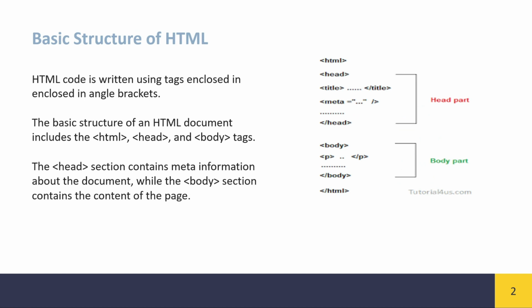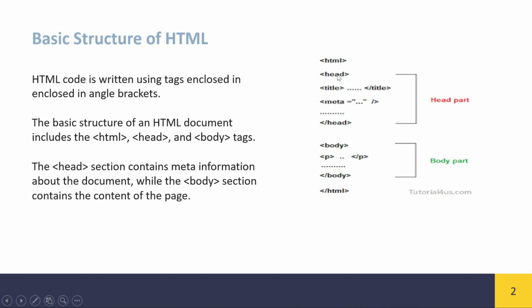And we will see the basic structure of HTML. See, this is the basic structure of HTML. First, HTML code is written using tags enclosed in angular brackets. Angular brackets means, see this, less than or greater than symbols. Within this, we will write the HTML. These are also called tags.